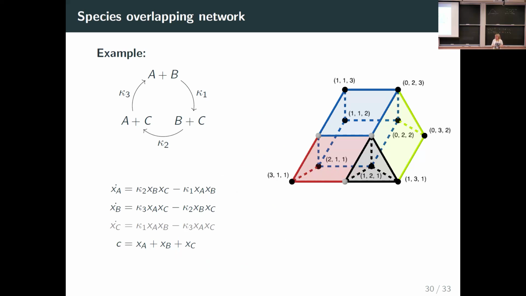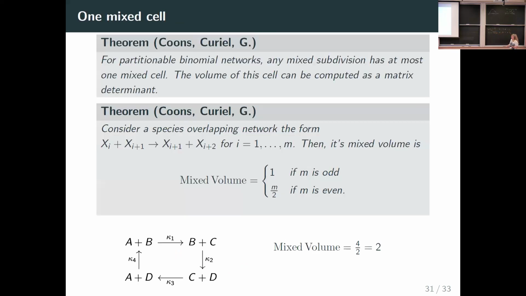And so it's not surprising that our mixed volume is always going to be, in this particular case, the volume of this parallelotope. But what is interesting is I do only get one mixed cell in these cases. And so that's what this main theorem says: for any partitionable binomial network, any mixed subdivision has at most one mixed cell, and the volume can be computed accordingly.